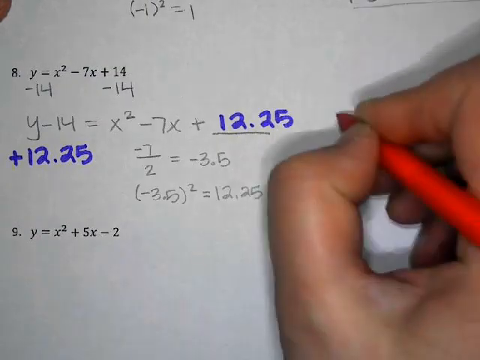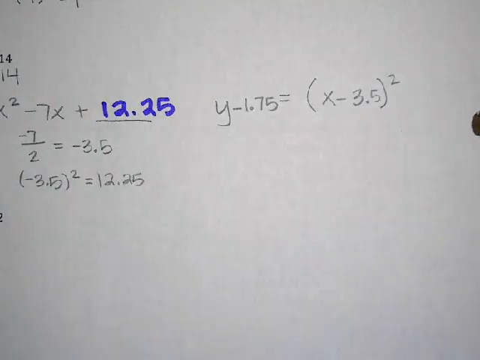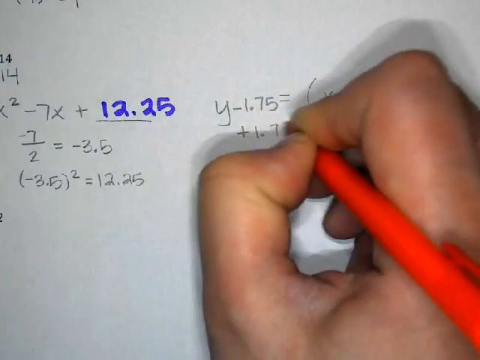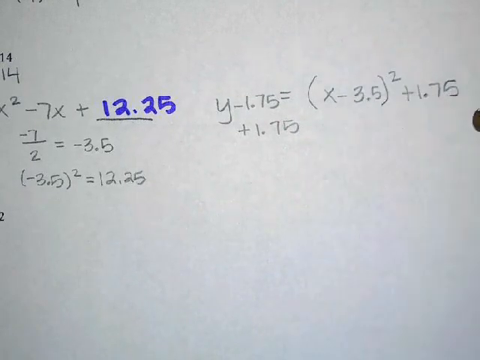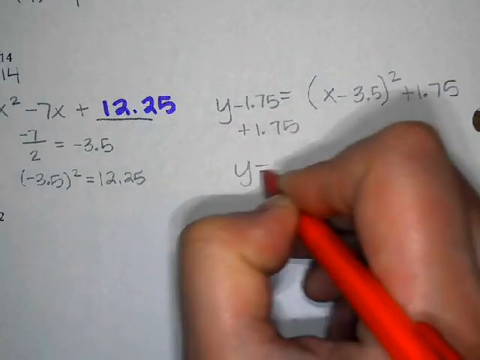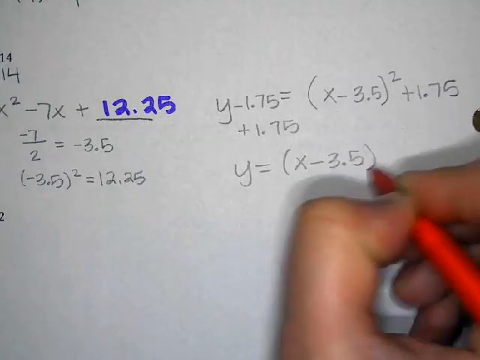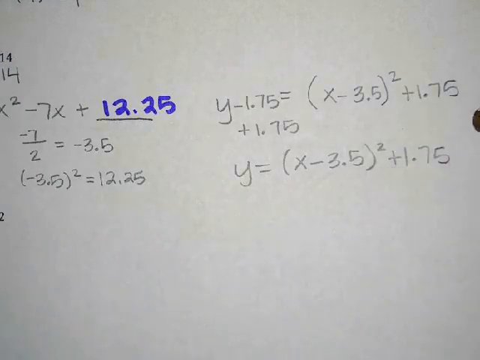And then how do we get the y all by itself? You add 1.75. Okay. So y equals (x minus 3.5) squared plus 1.75. Okay. Were the odd numbers scary? Nah. They end up being fine.